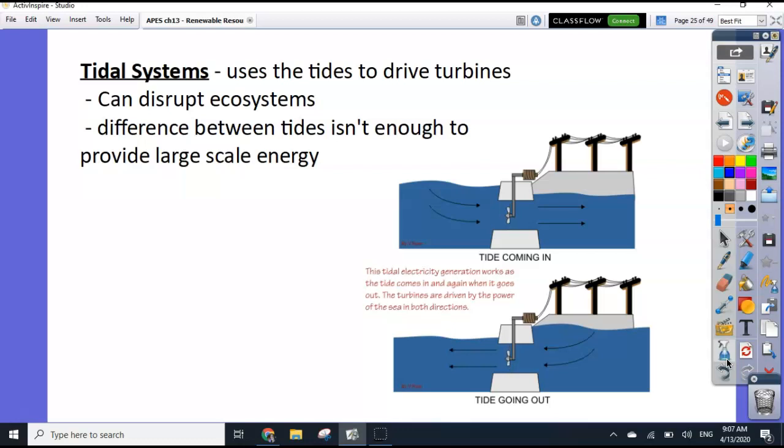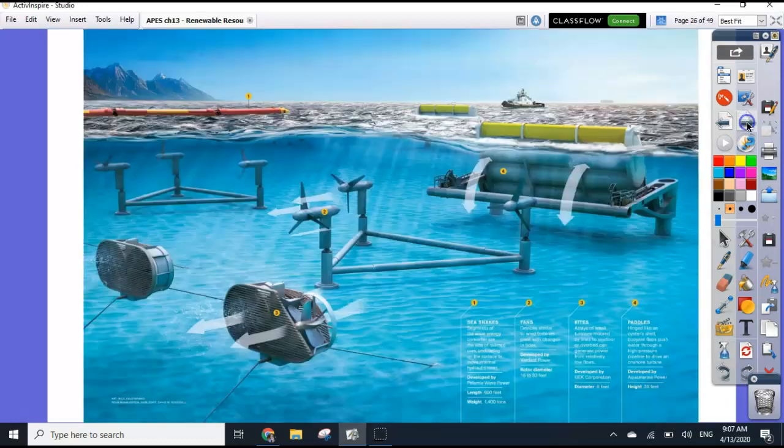So hydroelectric, two different types. We've got dams and we've got tidal, okay? And then we're going to talk about solar, and then we'll be done for today. Here is just a picture of a couple different tidal systems. This was in National Geographic.